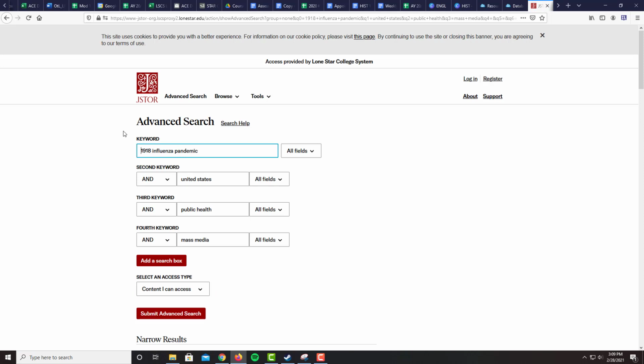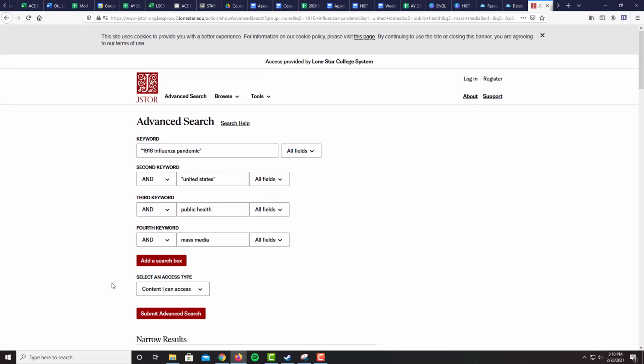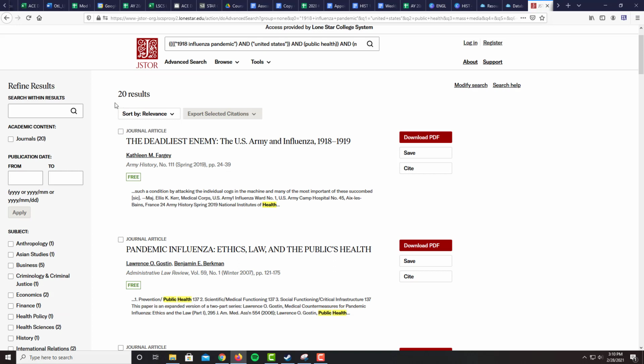Let's go ahead and put this topic in quotations, and also United States as well. And also, let's say we really only want to look at articles in this regard. So that got us down to 20, so you can see how additional terminology, having an idea of what you'd like to focus your broad topic on, can really help you get these to much more manageable numbers.